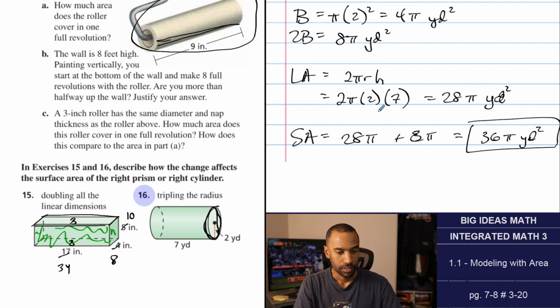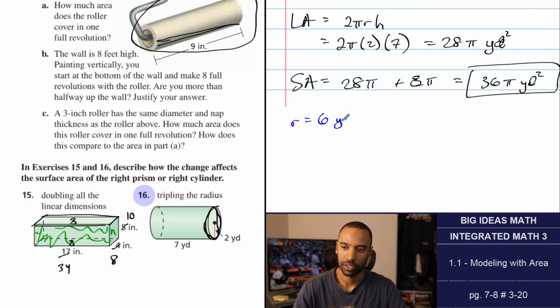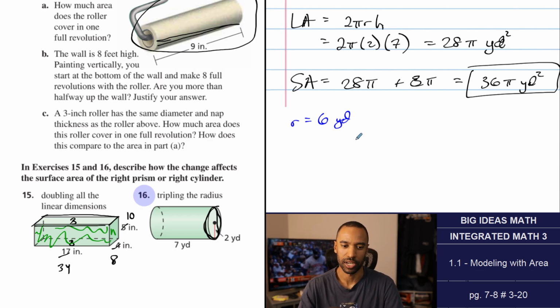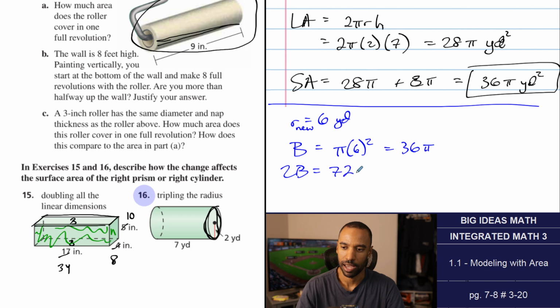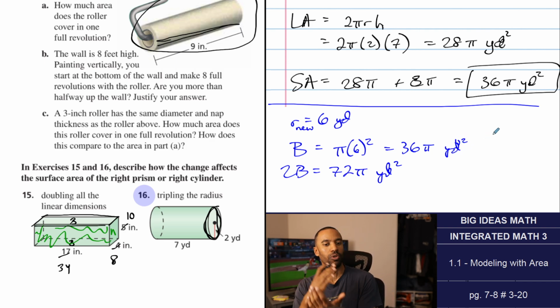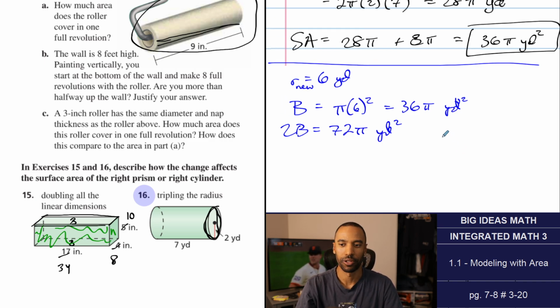If we triple the radius, now we turn the radius into 6. Let's change color as well, in fact. Radius is 6. And we do have to calculate everything new because the base area is going to change, lateral area is going to change. So base area now is pi times 6 squared, which is 36 pi. So 2 bases is 72 pi. Much bigger. It's already bigger by surface area just from the base areas alone. One base area was equal to the surface area of the whole thing. So tripling radius clearly has an effect.